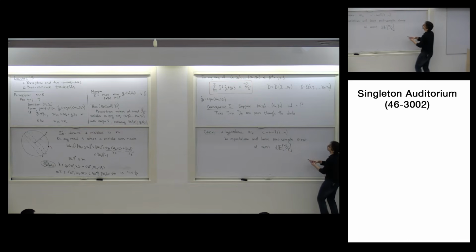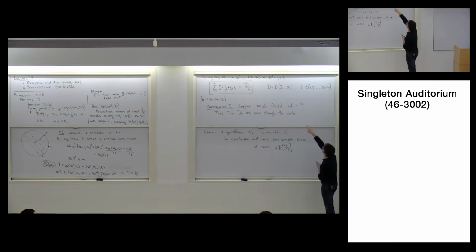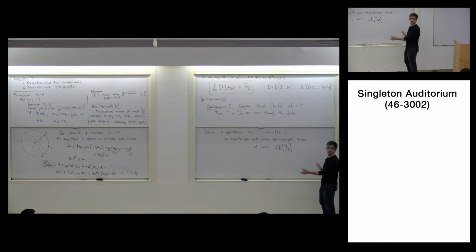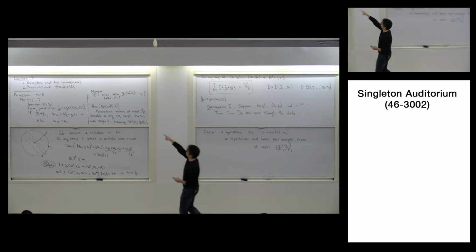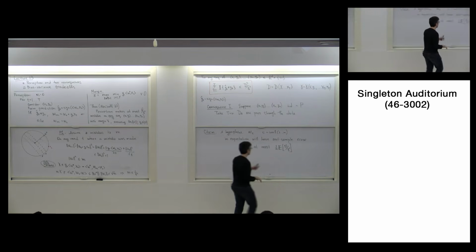So remember, I should be putting hats on all these quantities. D is a function of the x's. Gamma is a function of x's and y's. That's the definition of the gamma. And this is my claim.